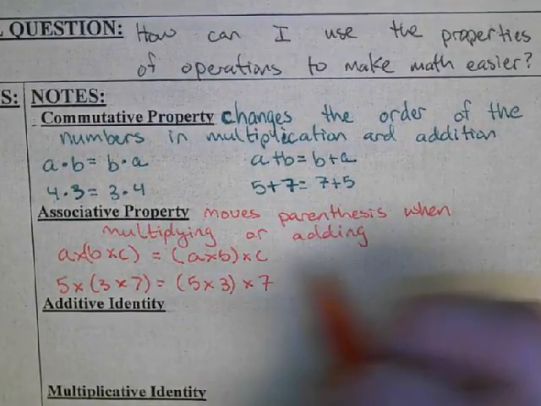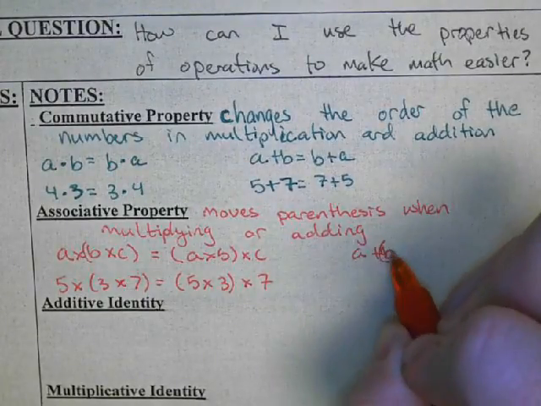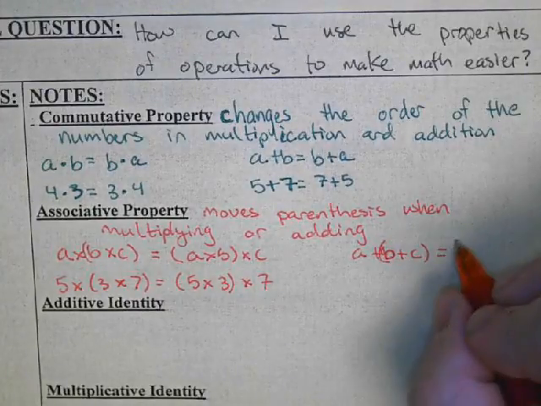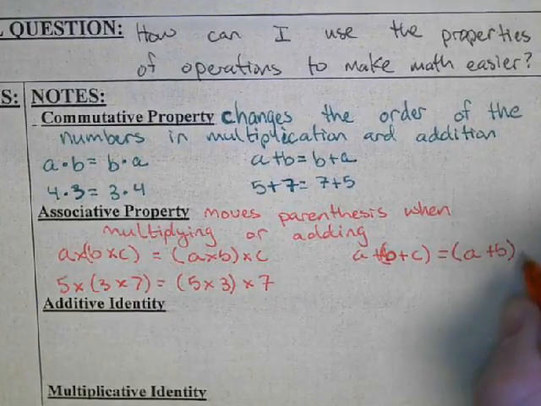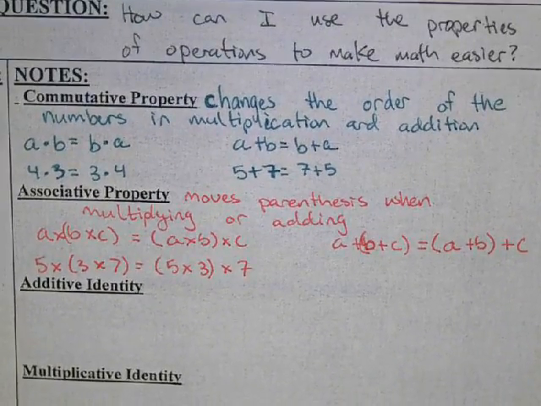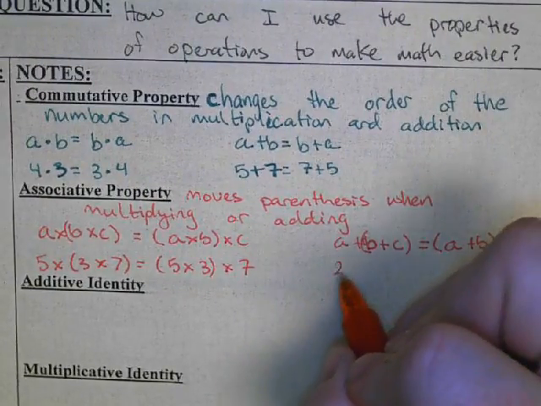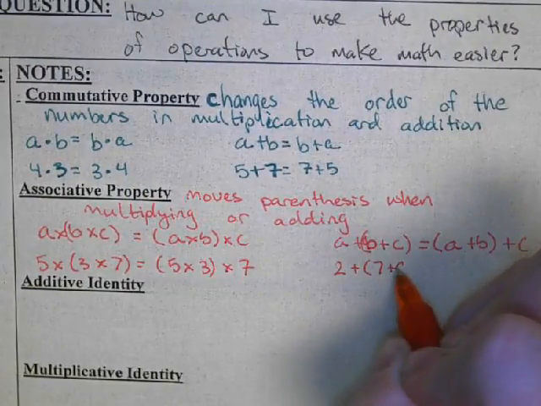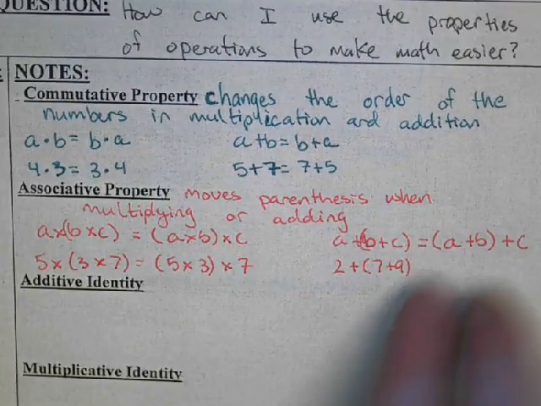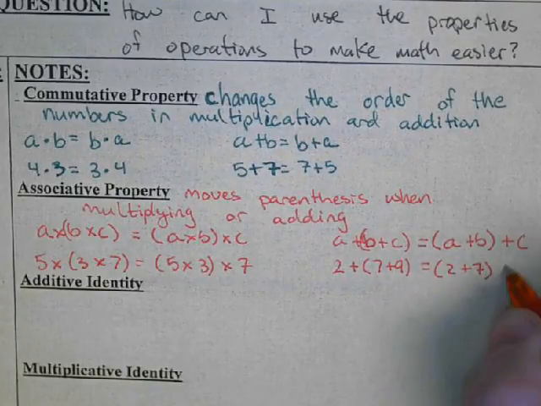And the same is if we're adding, we can have A plus parentheses B plus C is equal to parentheses A plus B close parentheses plus C. So we can plug in numbers and say 2 plus parentheses 7 plus 9, the 7 plus 9 in parentheses. And if I move those parentheses, I can move them so that they're around the 2 plus 7 and then plus 9.